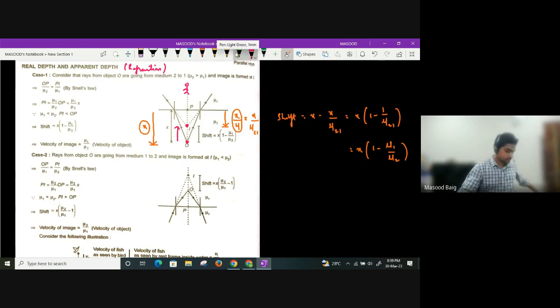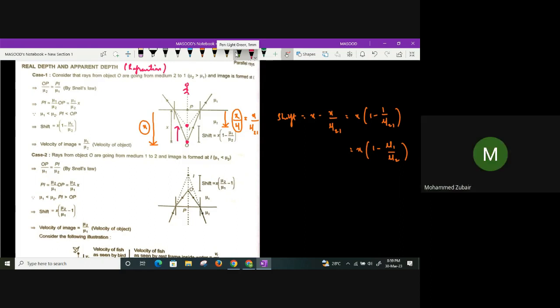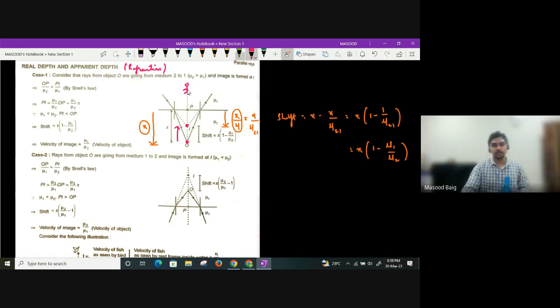A medium by object. In which medium is it? Denser. Where is the observer? Rarer. So for an observer in rarer medium, if he is looking at the object present in denser medium, it will be present at a certain height above its actual presence. Okay, so here real depth is greater.